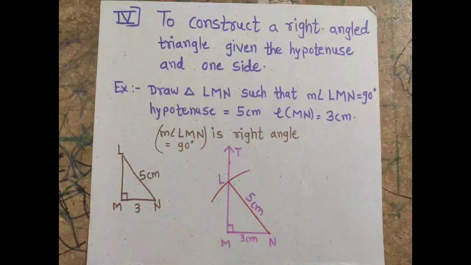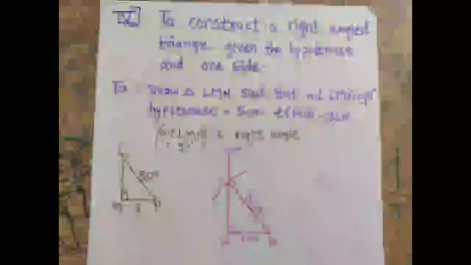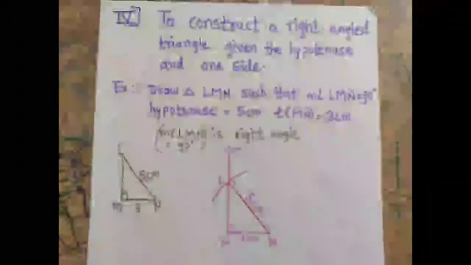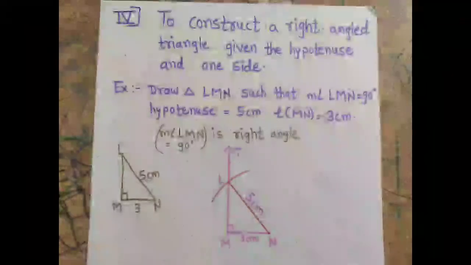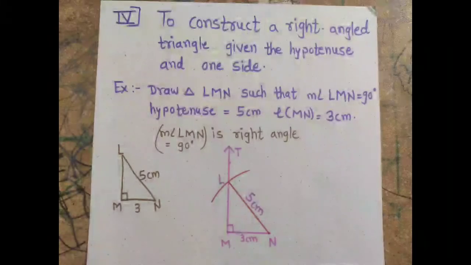For example, draw triangle LMN such that measure of angle LMN is equal to 90 degree, hypotenuse LN is 5 cm and MN is 3 cm. We know that a triangle with a right angle is called a right angle triangle. In such a triangle, the side opposite that right angle is called the hypotenuse.